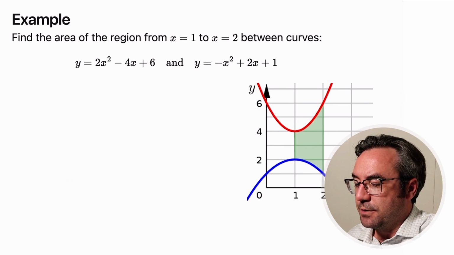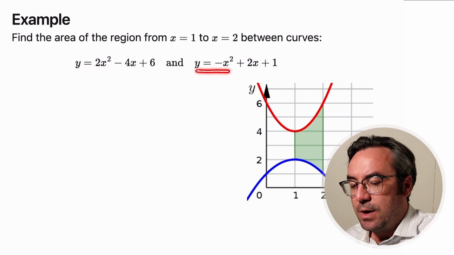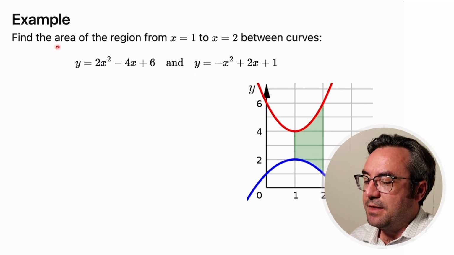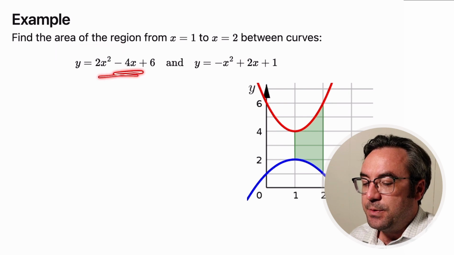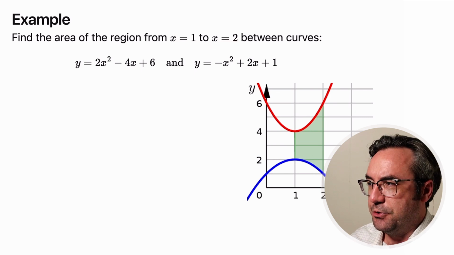So we have these two curves, y equals 2x squared minus 4x plus 6, and y equals negative x squared plus 2x plus 1. And we want to find the area of the region in between these two curves going from x equals 1 to x equals 2.